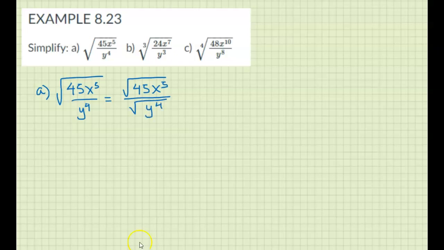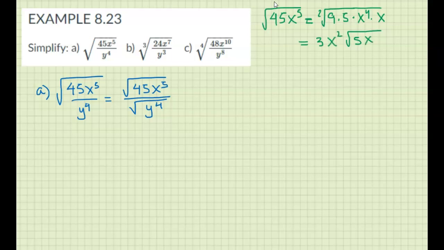Okay, so let's take the square root of 45 over here, x to the 5. Alright, so as it is, 45 is not a perfect square, x to the 5 is not a perfect square, so we're going to split them up. 45 is 9 times 5, and x to the 5 is x to the 4 times x to the 1. Square root of 9 is 3, but the 5 stays inside the square root. X to the 4, we divide 4 by 2 and we get x squared, and then the x stays in.